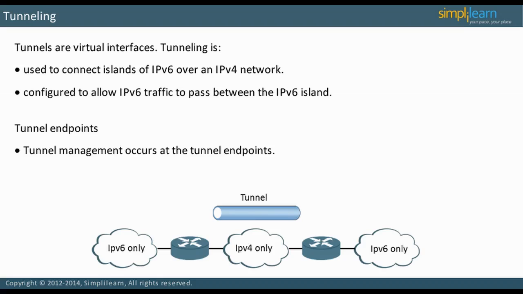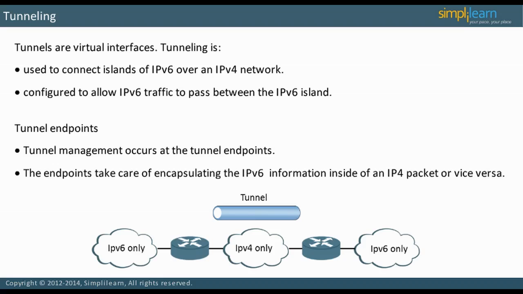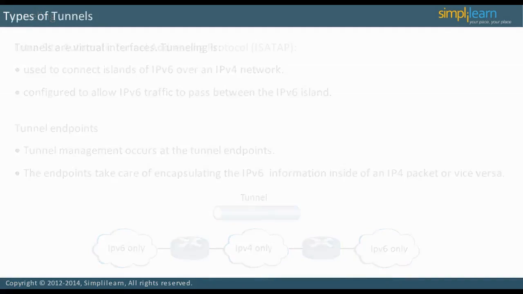The tunnel endpoints, which are the routers in the figure, are dual-stacked. An endpoint can be a physical interface or a loopback. The endpoints encapsulate the IPv6 information inside of an IPv4 packet, or vice versa. In the next slide, let us discuss different types of tunnels.